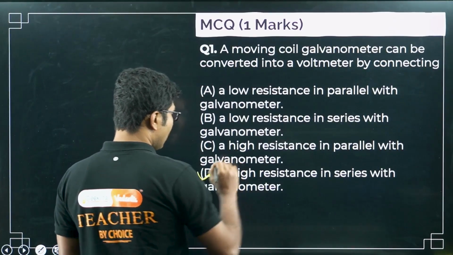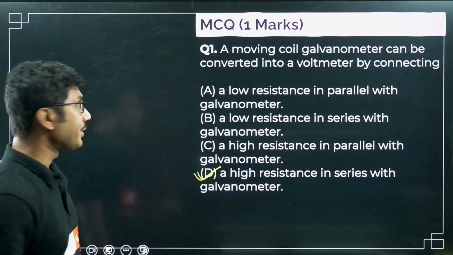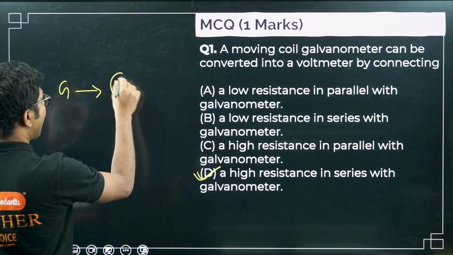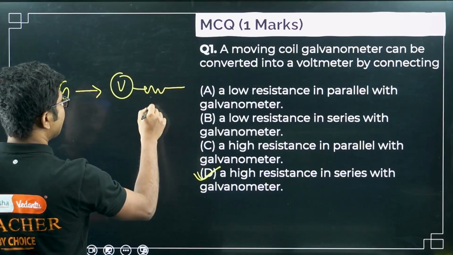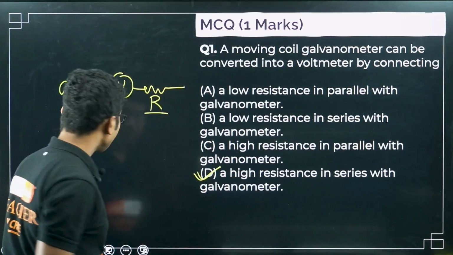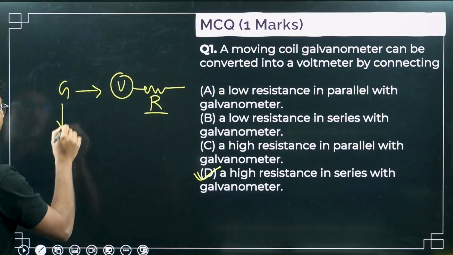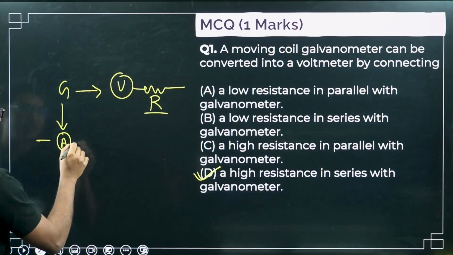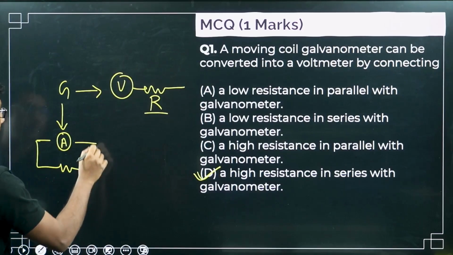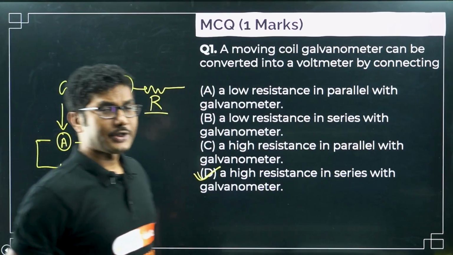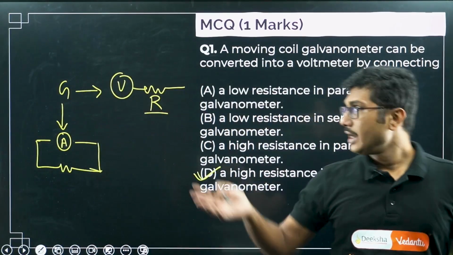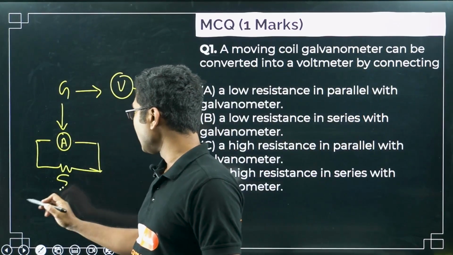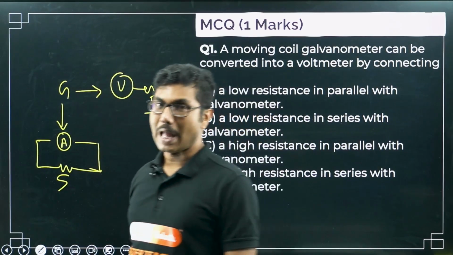Okay, so for galvanometer to voltmeter, you have to add high resistance in series. For galvanometer to ammeter, you have to apply a resistance in parallel. This is how you can remember this. Voltmeter is where you apply series resistance, high value. For ammeter you apply low value resistance in parallel.